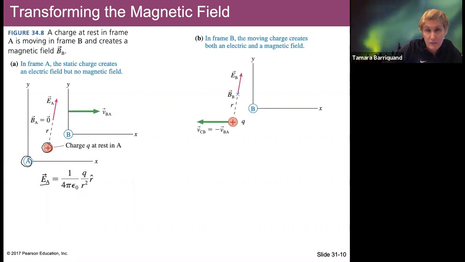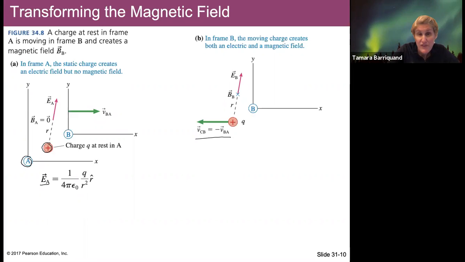Now in B, the moving charge creates both an electric and a magnetic field because it's moving as far as B is concerned, because B is moving away from it, but it was actually sitting still in frame A. So the speed that B will recognize the charge has, because it's sitting there in frame A but B is moving away from it, Brittany is running away, so that will be negative V_BA.